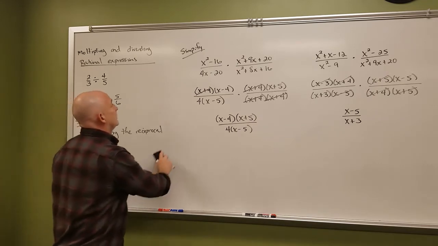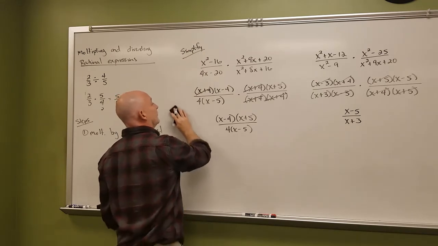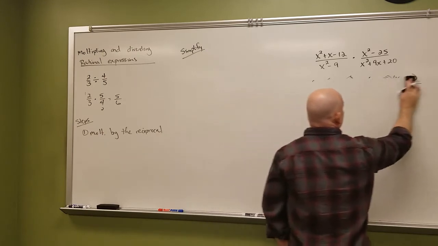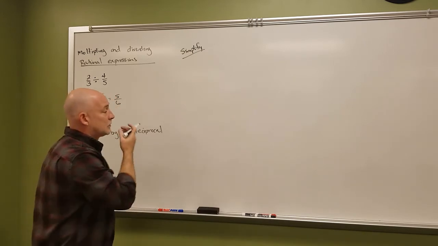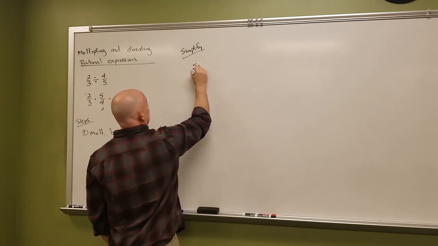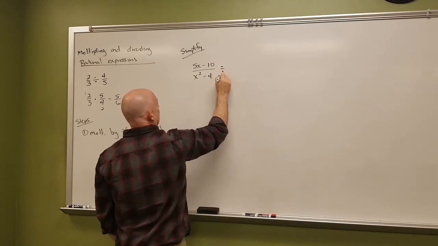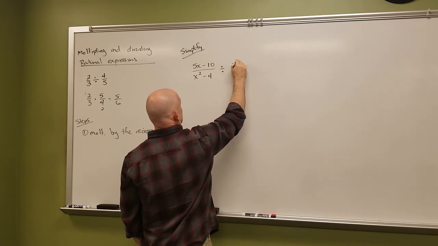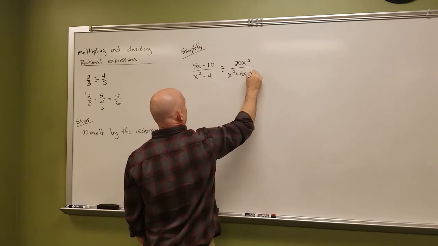Then simplify. So, our direction up there might be simplify, or again, it might be perform the indicated operation and simplify. Let's just try a few of these. Let's say I have, let's do x squared minus 4 divided by 20x squared all over x squared plus 4x plus 4.